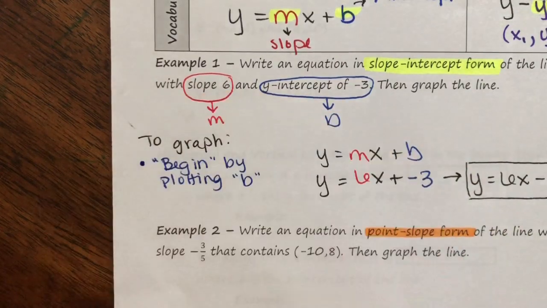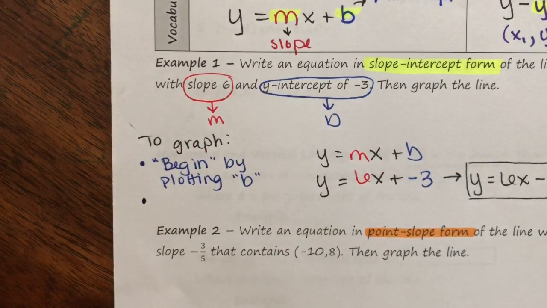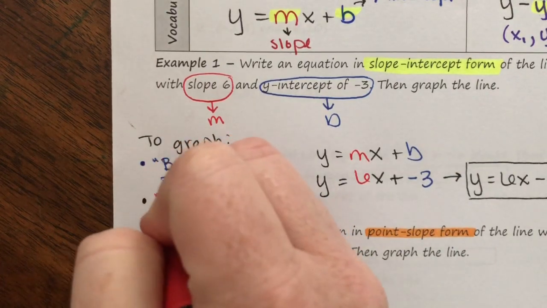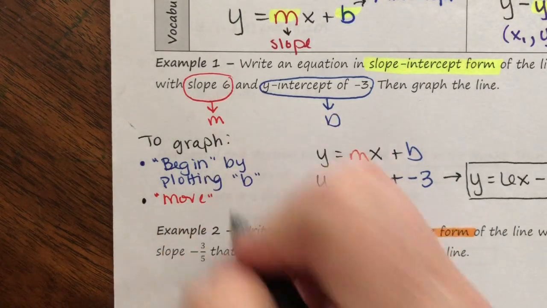That's your y-intercept. You always start there. And then after you've plotted that b value, you're going to move according to your slope. And the slope is m, so you can remember that. Move according to the slope. And I'll do the whole thing in red.